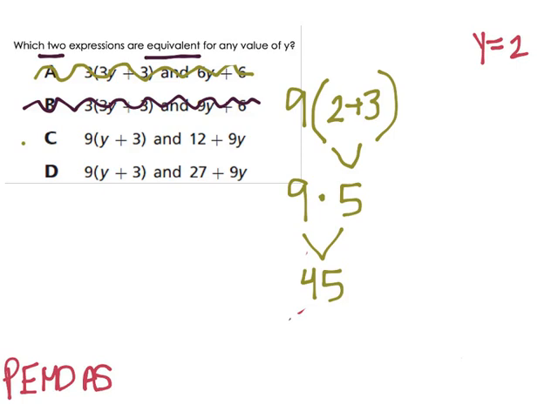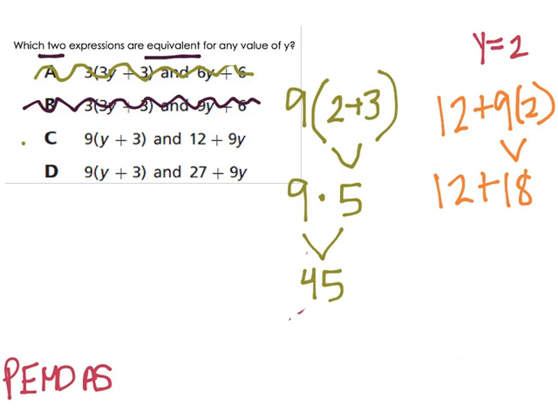We're going to do the same process with that second expression, which is 12 plus 9y, which means we are substituting y with 2. Based on order of operations, I need to evaluate multiplication first. 9 times 2 is 18. 12 plus 18 gives me 30. Is 45 and 30 the same value? No, they are not. Therefore, choice C does not work either.